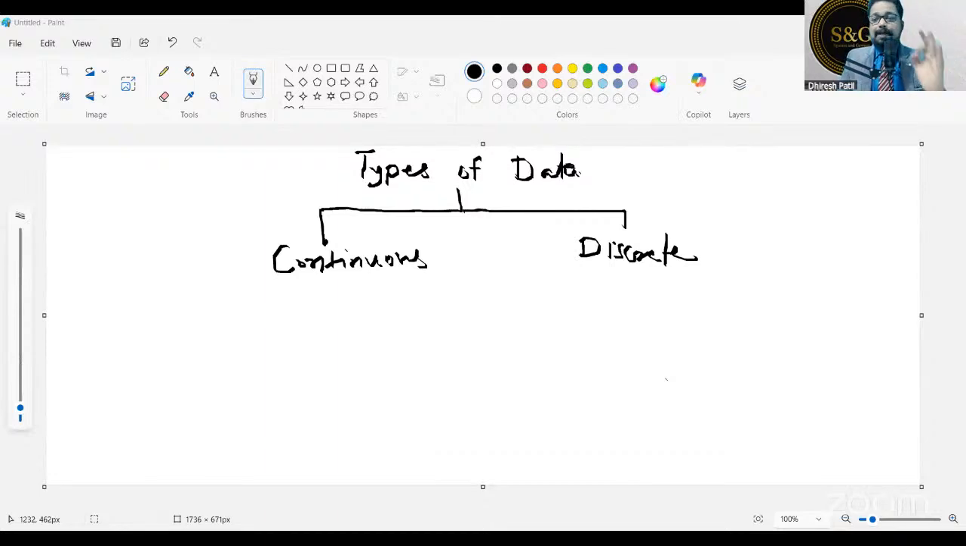So coming back to this, data which can be measured on a continuous scale is called continuous data, and data which can be counted, which cannot be measured, is called discrete data. For example, discrete data meaning how many students passed, how many students failed. Out of 100, 75 students passed and 25 students failed. That is discrete data because it's counted data.